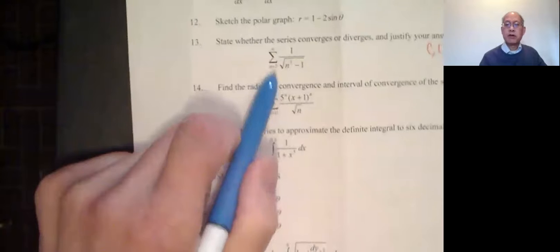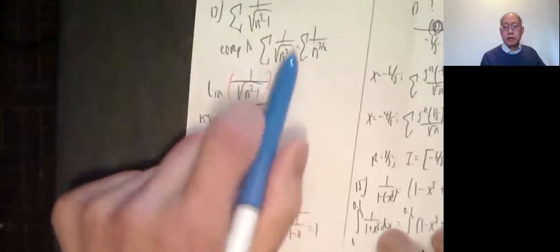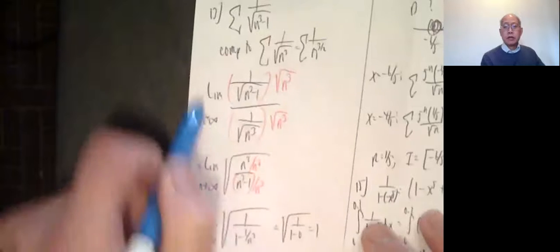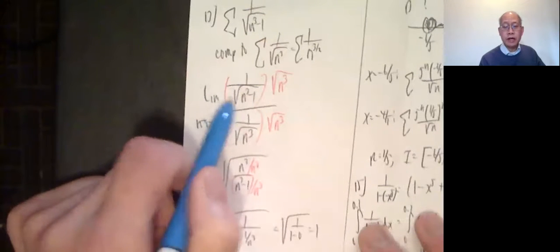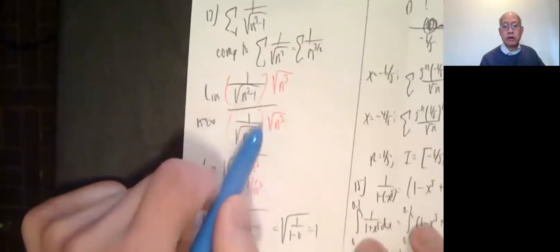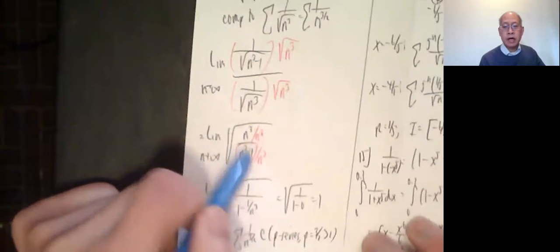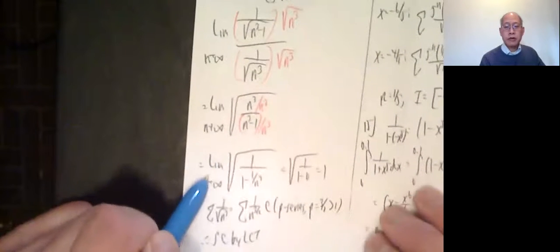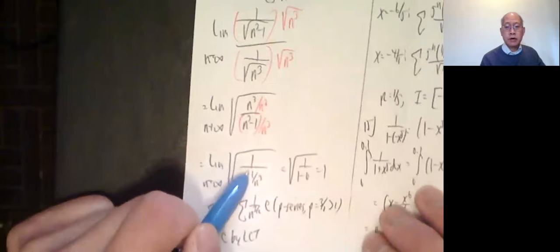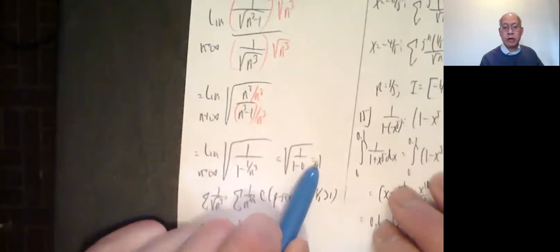So summation 1 over square root of n cubed minus 1 compared to summation 1 over n square root of n cubed, which is 1 over n to the 3 halves. So take the ratio, 1 over square root of n cubed minus 1 over 1 over square root of n cubed. Multiply top and bottom by square root of n cubed. These cancel out. So I have the square root of n cubed over n cubed minus 1. Divide top and bottom by n cubed. So limit n approach infinity of 1 over 1 minus 1 over n cubed, square root. That becomes 0. So I end up with 1, which means whatever happens to one happens to the other.